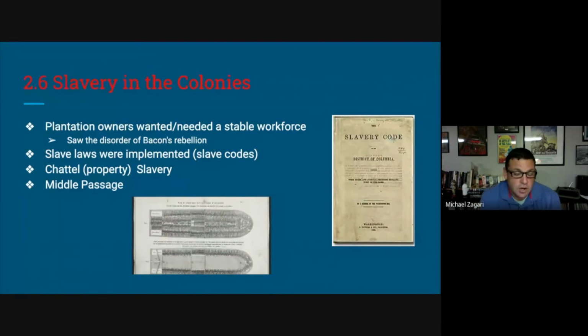They weren't allowed to read. They weren't allowed to write because white plantation owners did not want them to be educated. They felt that this then could lead them to some sort of rebellion. But still, what did we see?